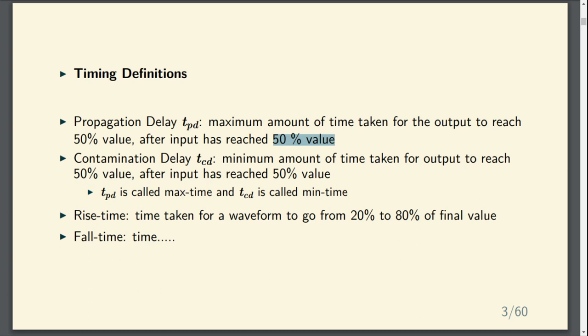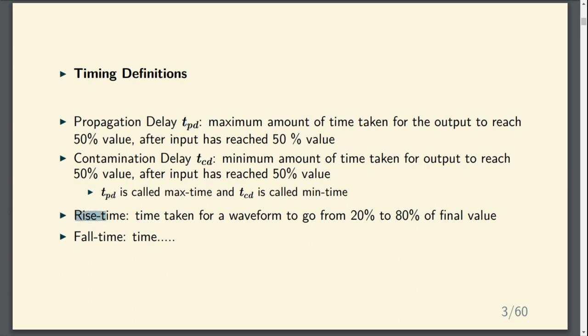We have an input waveform, we have an output waveform. What is the delay between the two? That is 50% of output to 50% of input. That is called the propagation delay. And another one, we will come back to this, contamination delay.